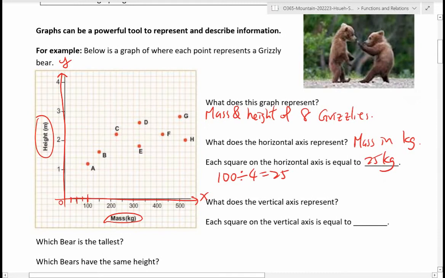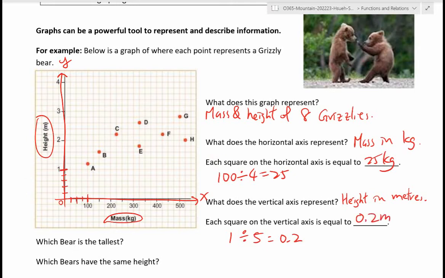What does the vertical axis represent? The vertical axis represents the height, in meters, for each of those grizzly bears. Each square on the vertical axis is equal to how much? Well, this is 1 meter. Let's count how many squares there are between 0 and 1. That's 1, 2, 3, 4, 5. So it's 1 divided by 5, which is 0.2 meters. That's how much each square is worth.